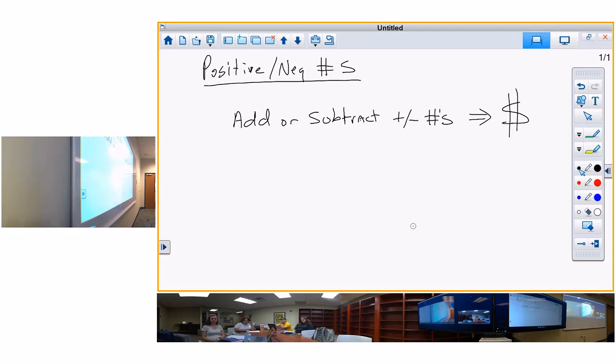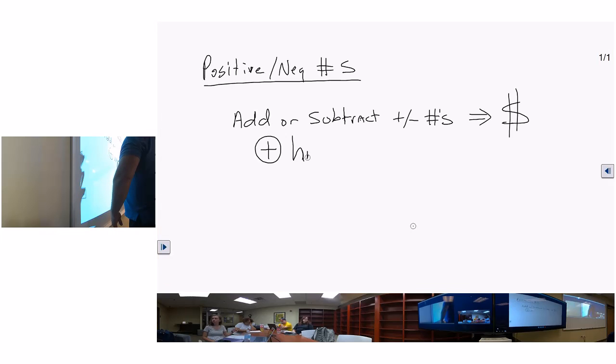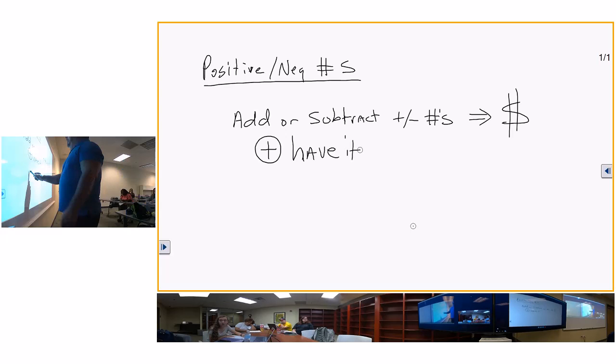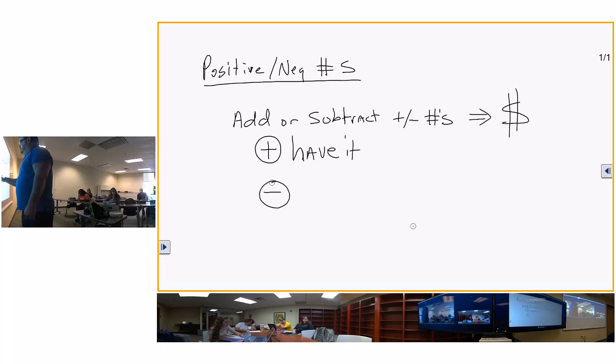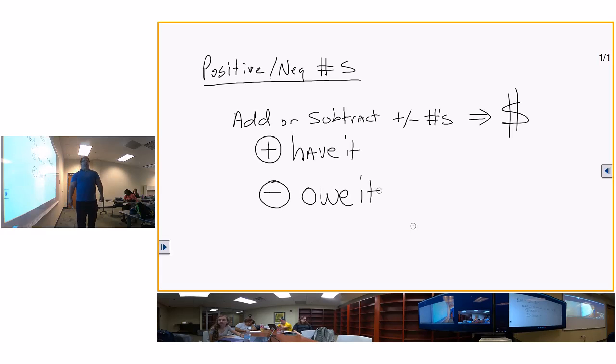Let's go ahead and look at this. What am I talking about? In the real world, what does this mean as far as money? You had it. I don't care if you had it in your pocket or if you had it in your savings account or your checking account. If you've got a positive, that means you have it. What does this mean in the real world? You owe it.